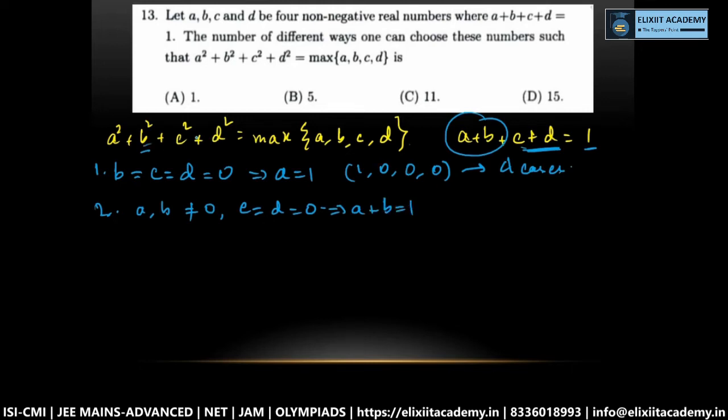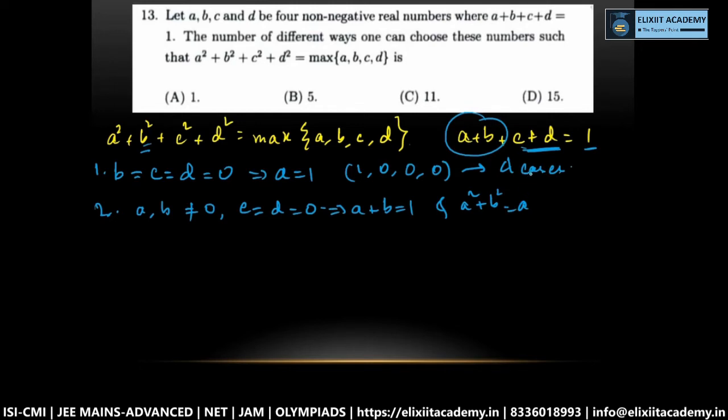And from this part, let's take one assumption: by assumption we can say that A is greater than B. If A is greater than B, then by this assumption A square plus B square is equal to A.